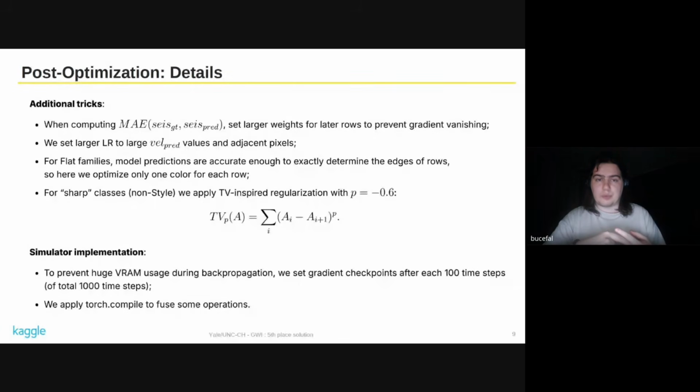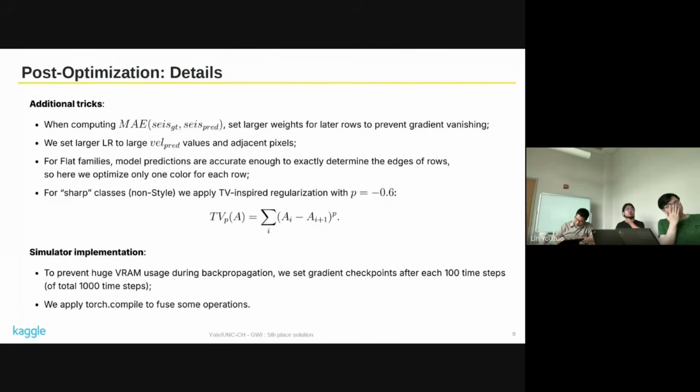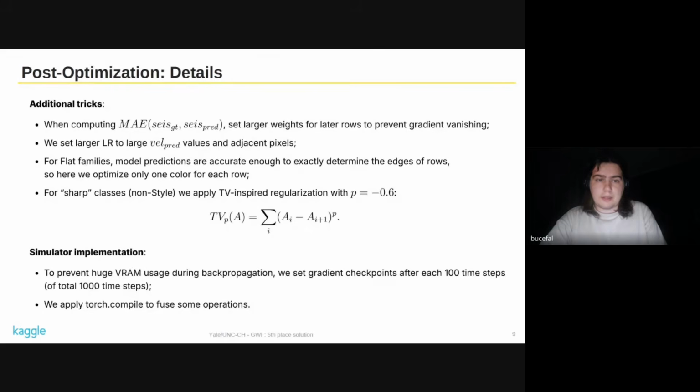and adjacent pixels as well between the change of areas. And for flat families, predictions were pretty accurate, so we were able to exactly determine the respective edges, and we optimized it inside each row. And for sharp classes, discrete families, we applied TV-inspired regularization with parameter p equal to 0.6.